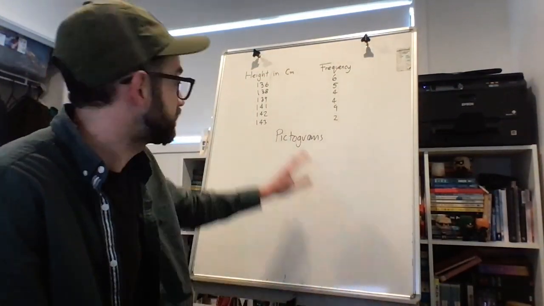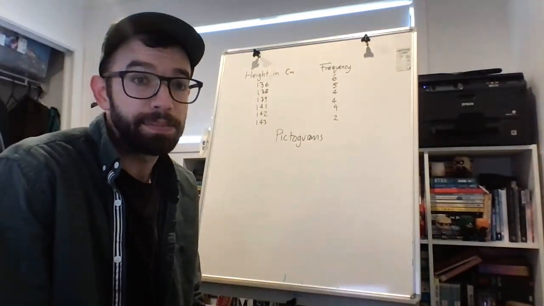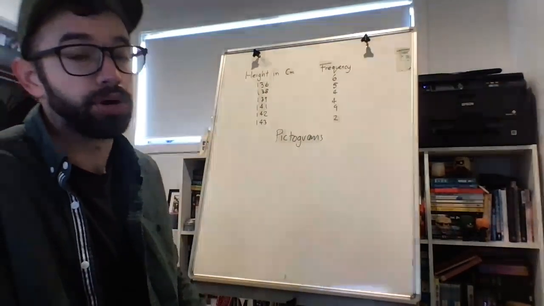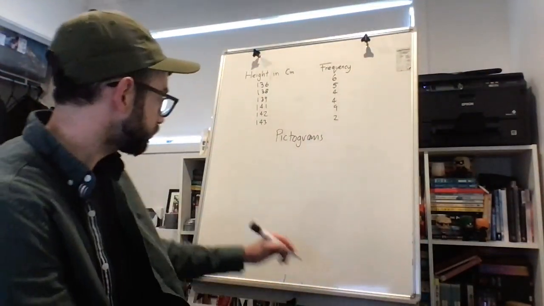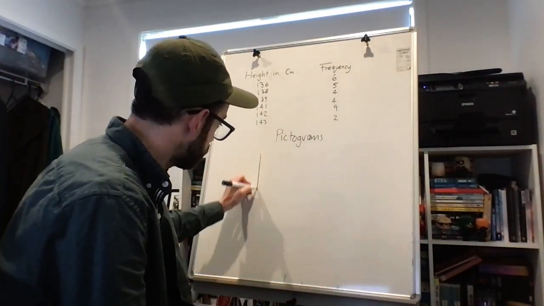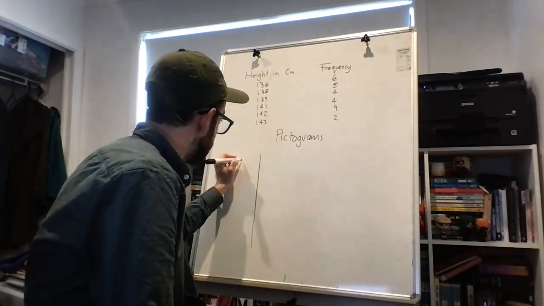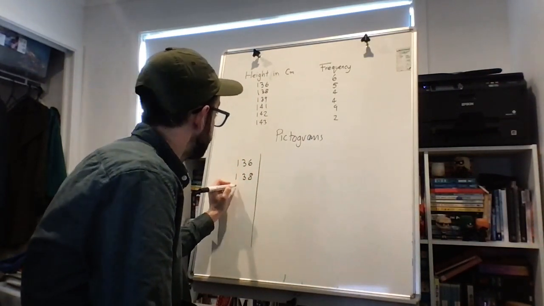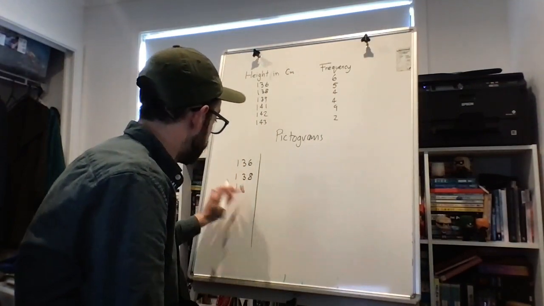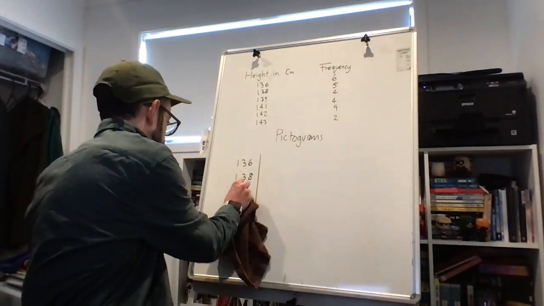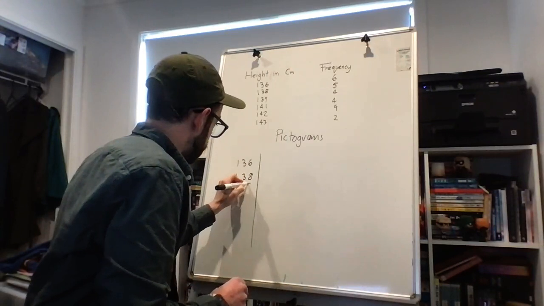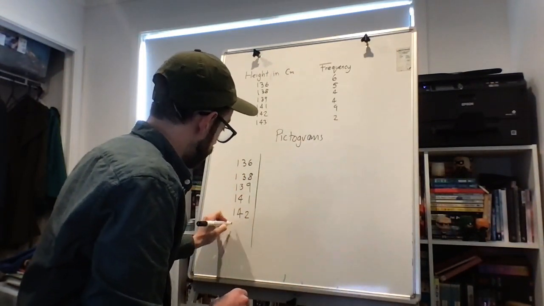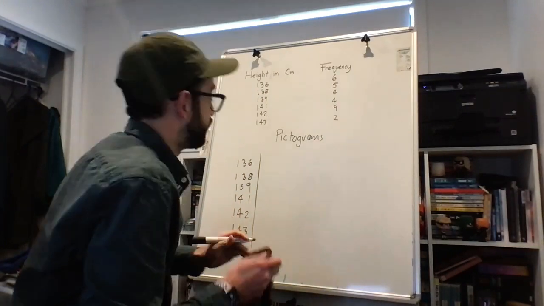Okay, so this one is really simple. I've got the data up there. I've copied it off the first question on today's lesson, and we're going to look at how we put it into our graph. So the first thing we do, we draw a line and we write our different measurements: 136, 138, 139, 141, 142, and 143.